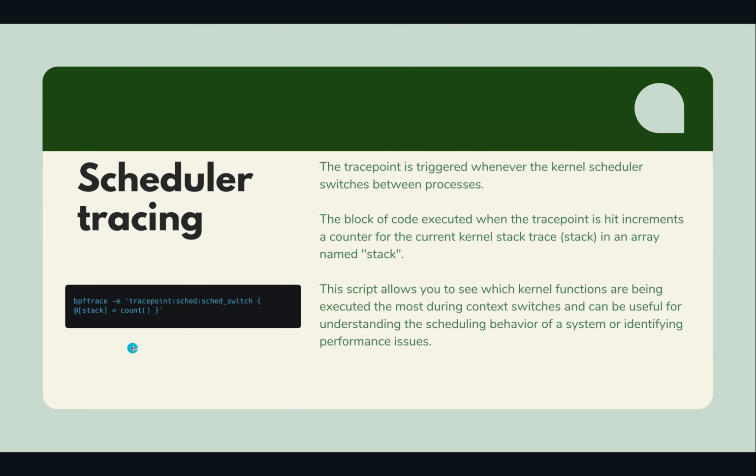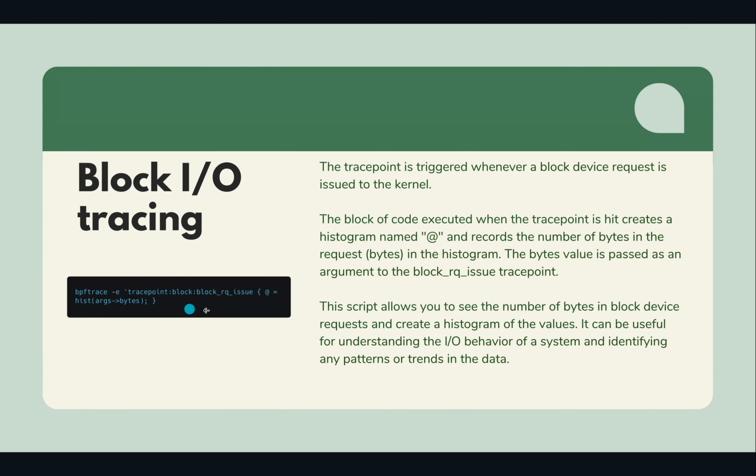So this is a scheduler tracer. It will look for the scheduling switch tracepoint. It will count how many times the process does a context switch between them. So we can also use this Bpftrace one-liner to see how many times the scheduler is changing the processes between sleeping and running. And this is the same as the example. It will just trace how many times the block request issue has been called, and it will show how many bytes have been requested from it.